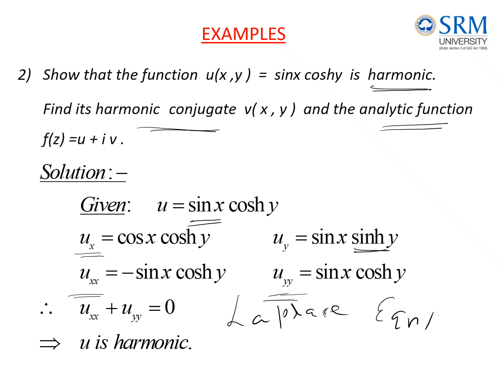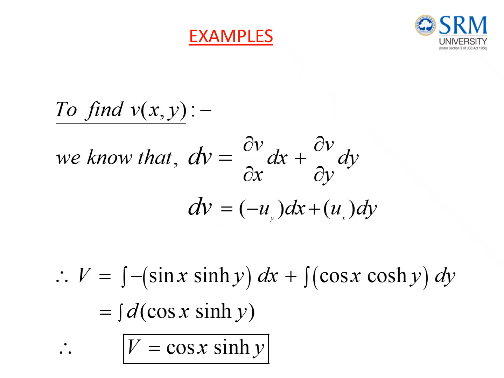Then we need to check whether uxx plus uyy equals 0. Adding these, we are getting it is equal to 0. So therefore it satisfies the Laplace equation. Hence we conclude that u is a harmonic function. Then after concluding u is a harmonic function, next we need to find the harmonic conjugate and then the analytic function.